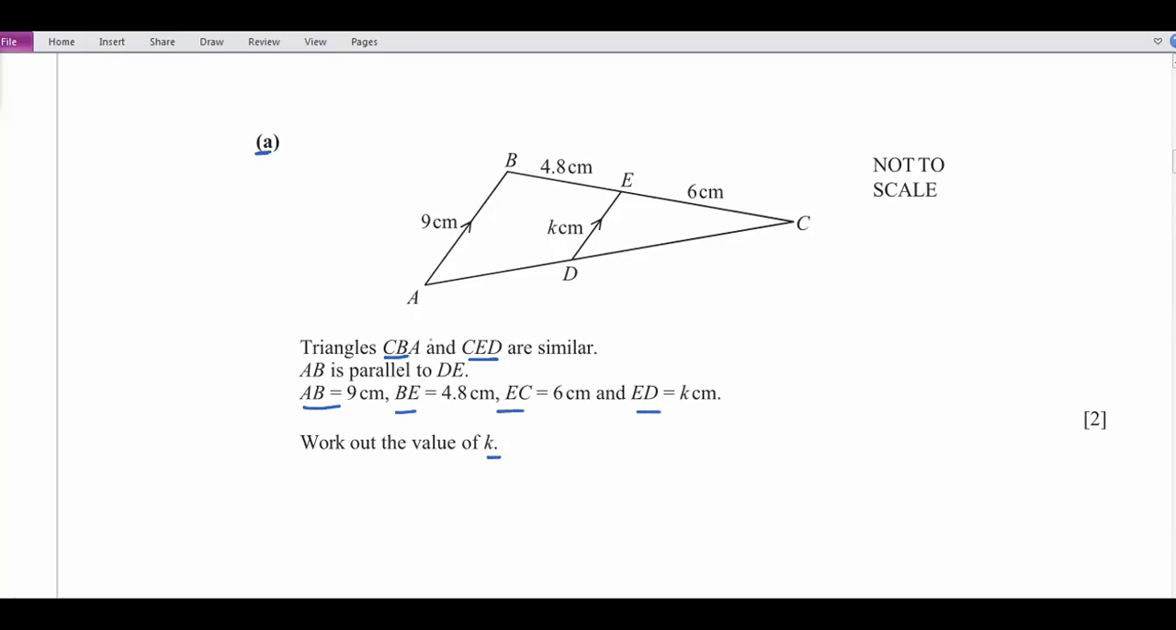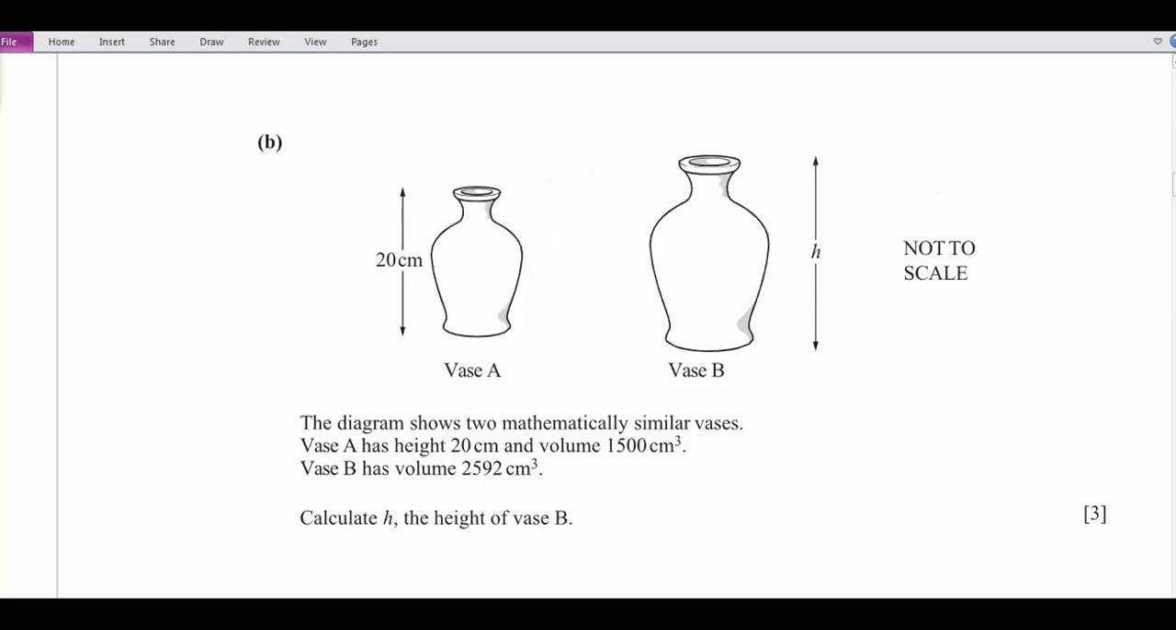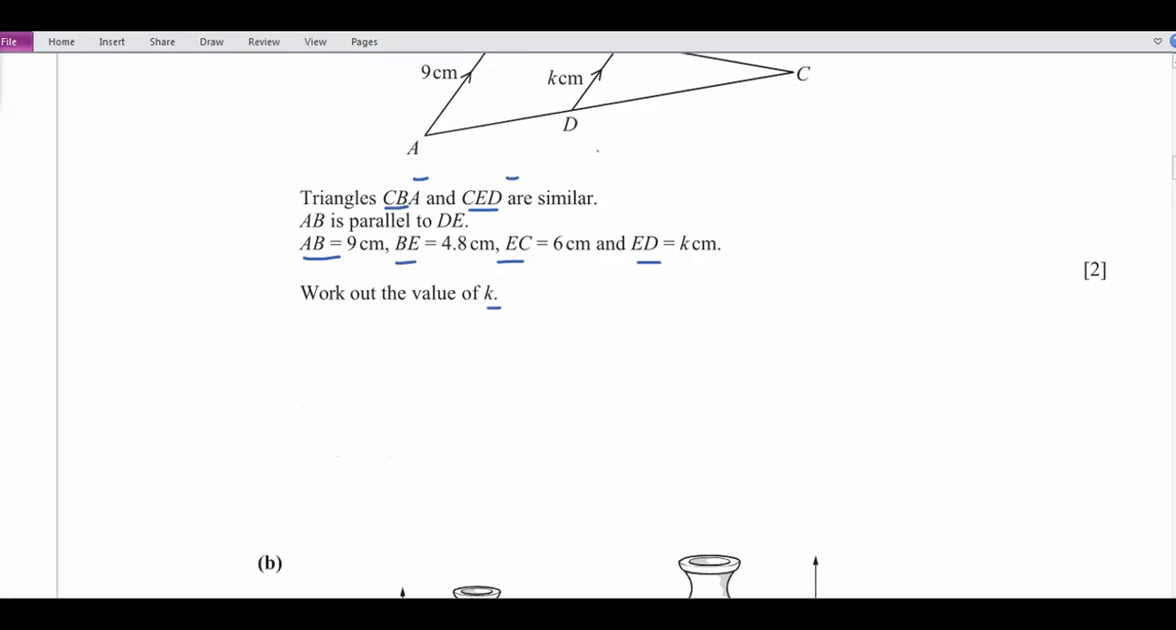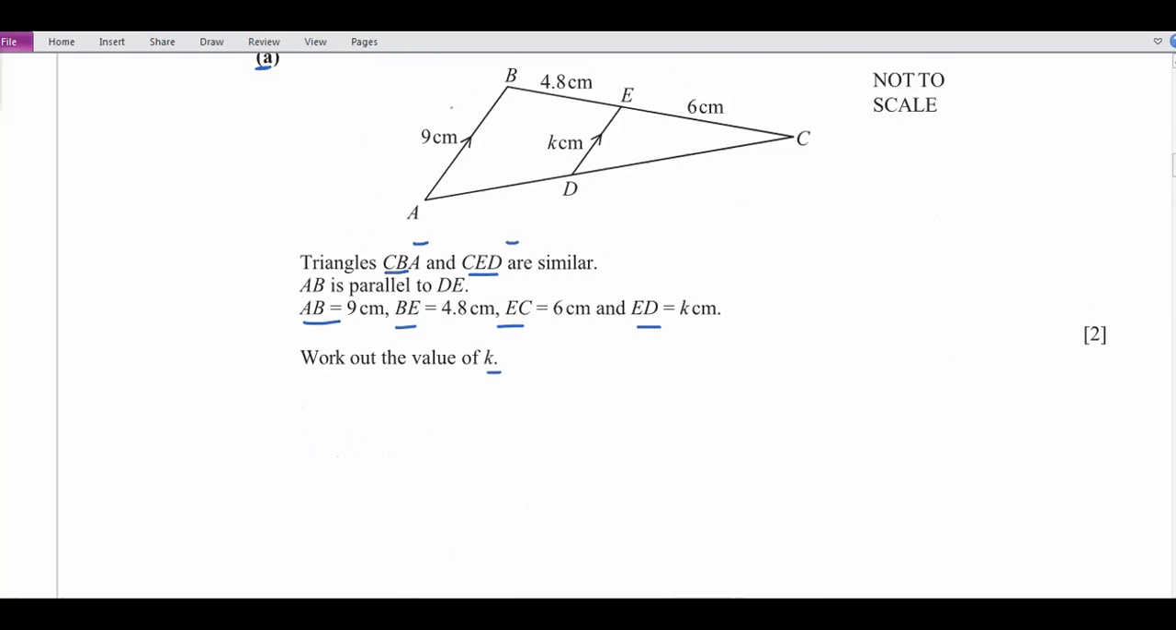Now, as it is given that they are similar, and the second condition of similarity, if you remember, is that the ratio of the corresponding sides is always equal. So if these are similar, it means CB corresponds to CE. So we can say that CB ratio CE should be equal to BA ratio ED, and it should be equal to CA ratio CD.